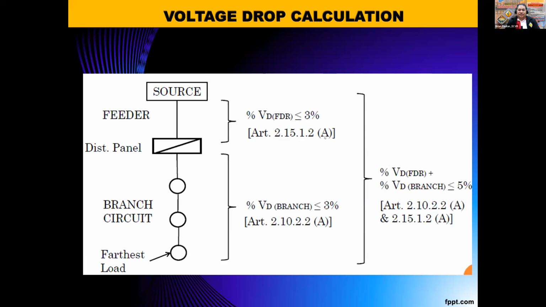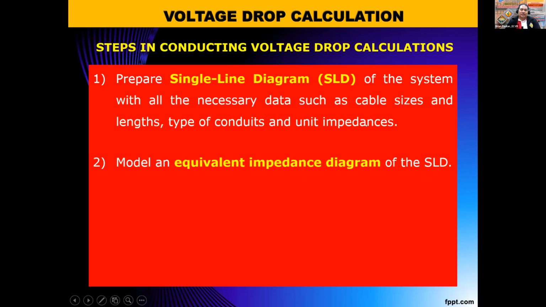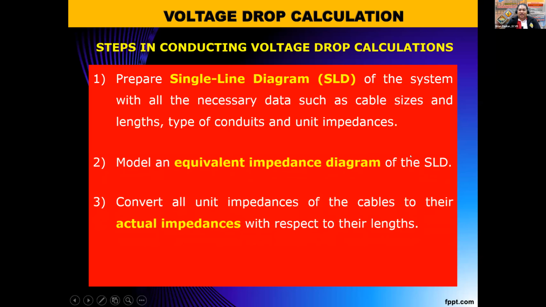Okay? So, anong steps? Basic steps is, unang-una, single line diagram of the system. Kasama na yung cable sizes and lengths, no? And types of conduits and their unit impedances. Okay? Kasi mag-impact si type of conduits sa impedances, if it's metallic or PVC, no? After that, make an equivalent impedance diagram para din tayo nung gumawa ng short circuit calculation. Then specify now the impedances of the cables to their actual lengths, no? Kasi si unit impedances is per 305 meters lang yan, no? So we need to convert that to their actual lengths.